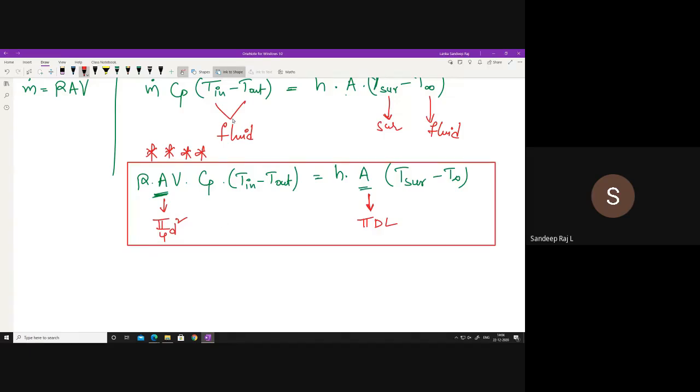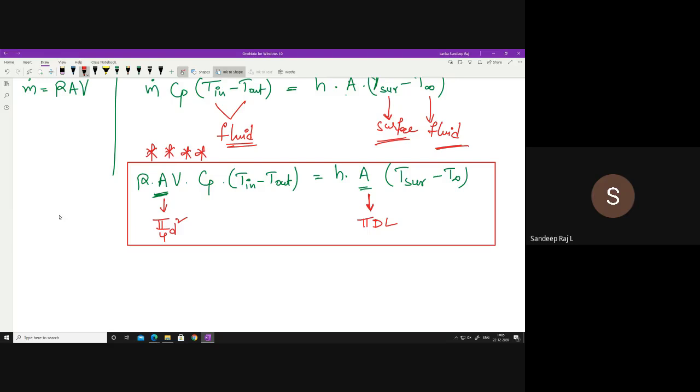The delta T on the left hand side, when you use m Cp delta T, is for the fluid, and the delta T on the other side is for the surface and fluid. Whereas on the left hand side, the area is the cross sectional area, pi by 4 d square, and the area on the other side is the area with which the fluid is interacting. It is pi d L, right? So keep these things in mind.